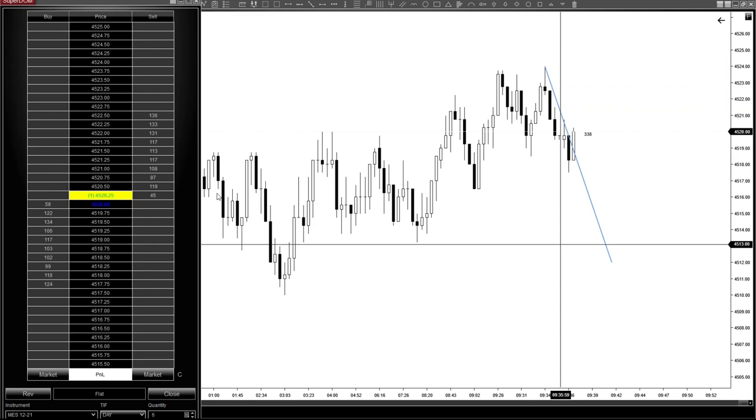So without further ado, let's jump on the computer, take a look at that trade, see what we can learn, and really examine what happened. Let's go.